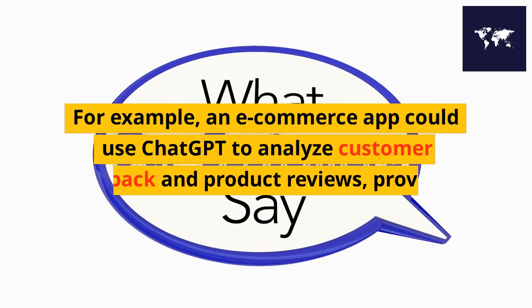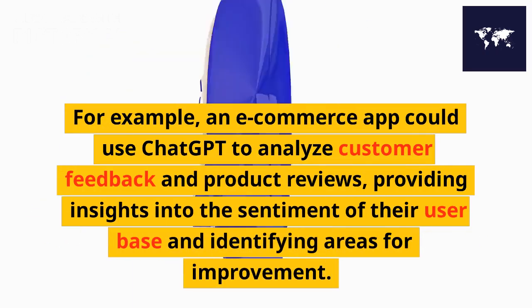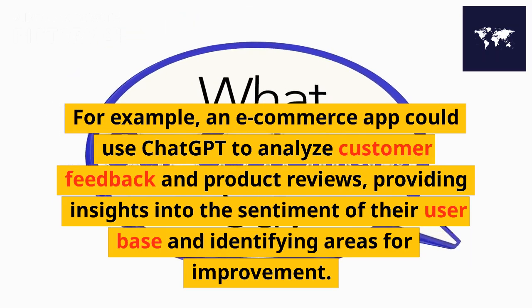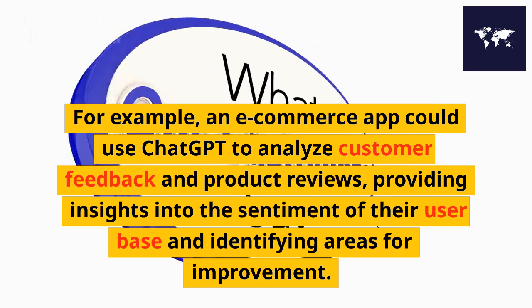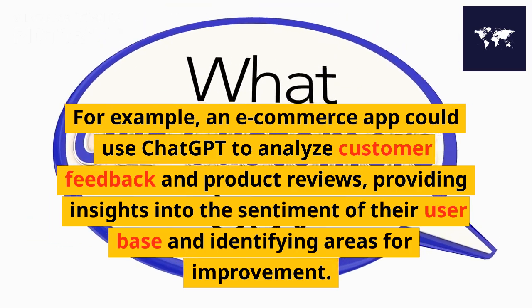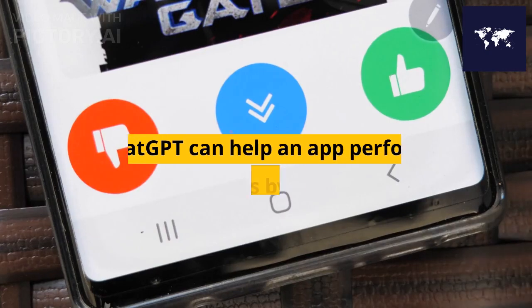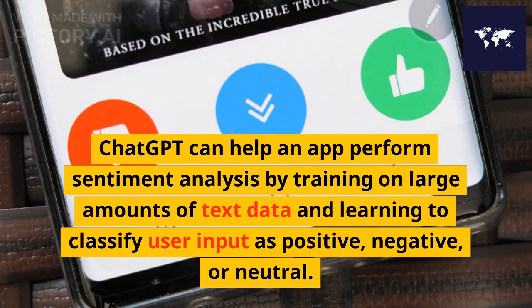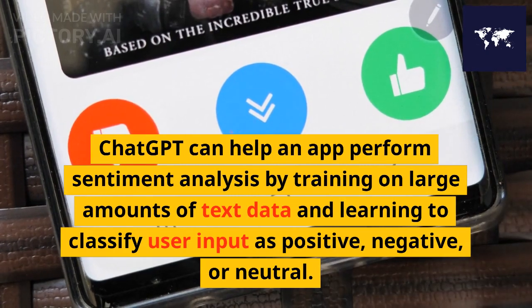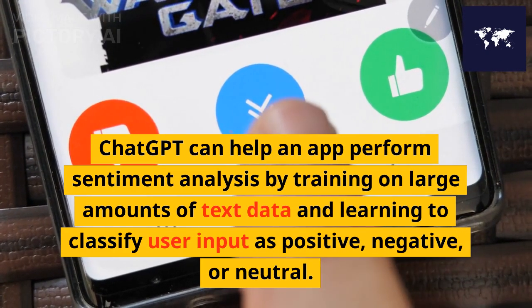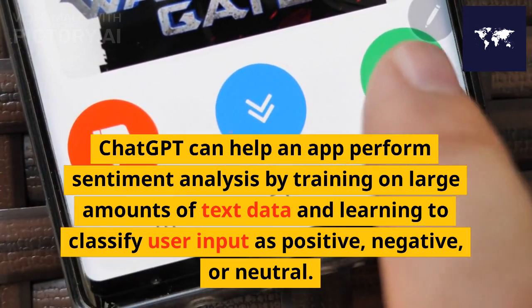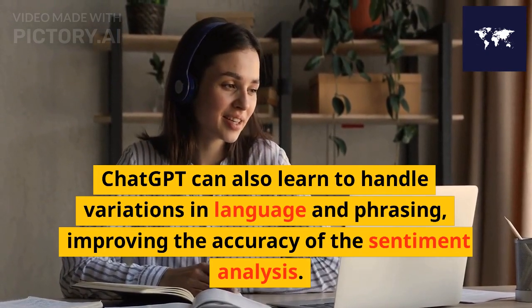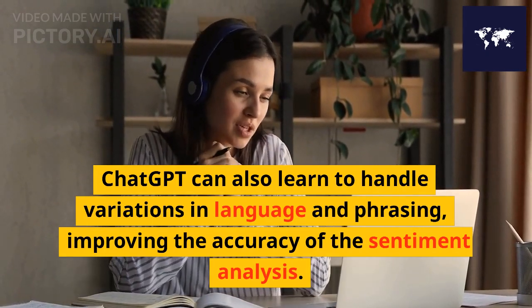For example, an e-commerce app could use ChatGPT to analyze customer feedback and product reviews, providing insights into the sentiment of their user base and identifying areas for improvement. ChatGPT can help an app perform sentiment analysis by training on large amounts of text data and learning to classify user input as positive, negative, or neutral. ChatGPT can also learn to handle variations in language and phrasing, improving the accuracy of the sentiment analysis.